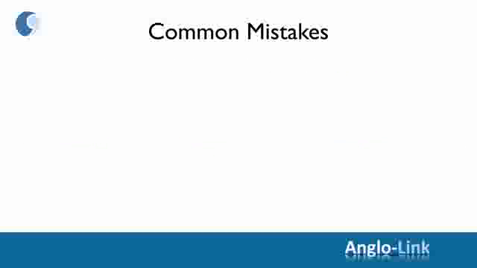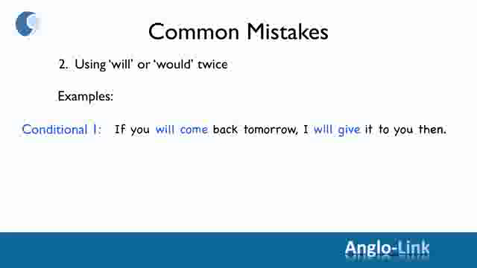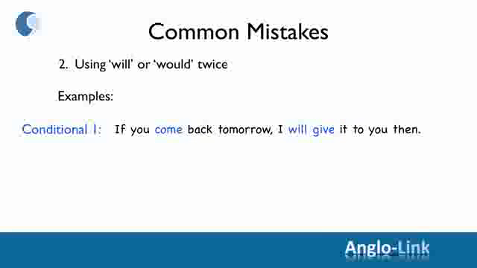Let's look at common mistake 2. That is using will or would twice, both in the if and in the consequence clause. For example, in conditional 1, saying something like, "If you will come back tomorrow, I will give it to you then." No will in the if clause. So you have to change to present simple. If you come back tomorrow, I will give it to you then.